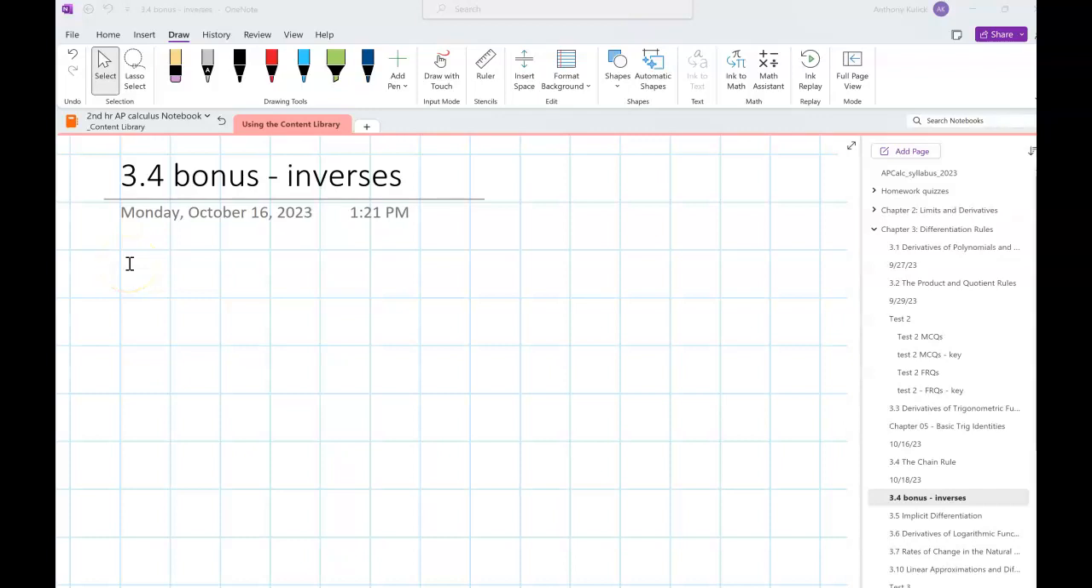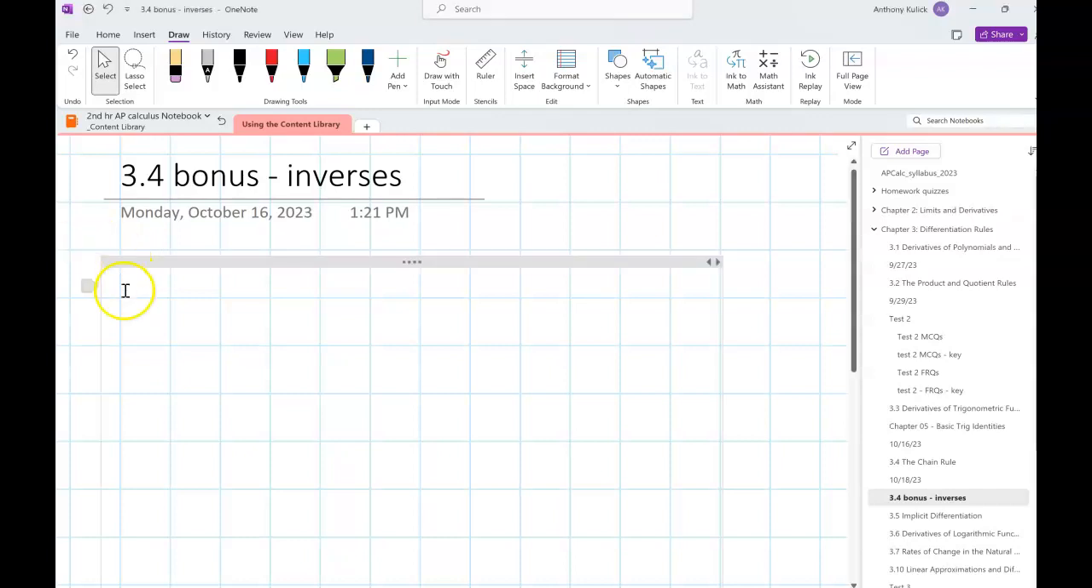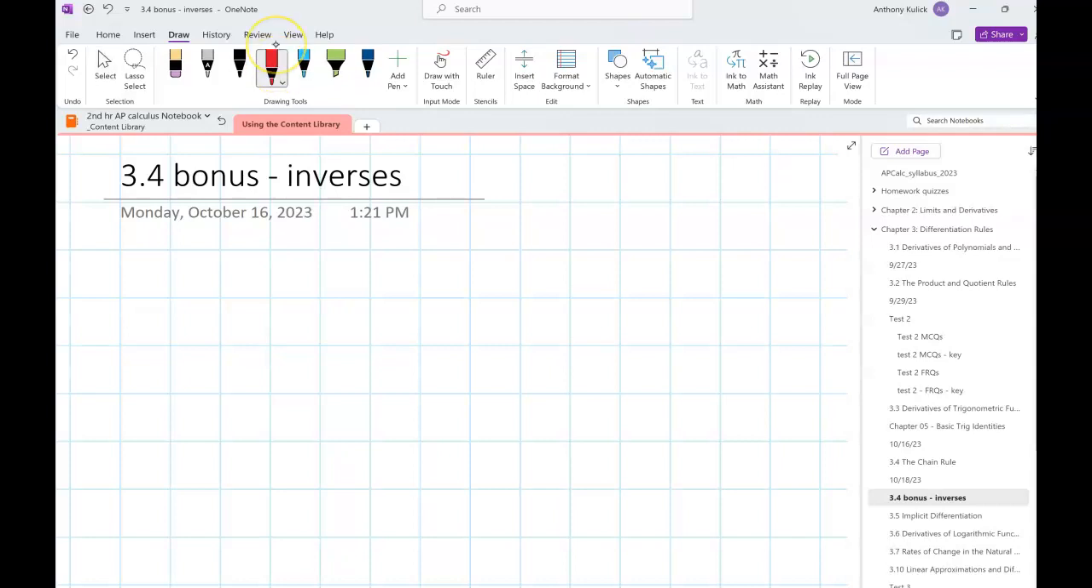Try to get through here today. I want to talk about this extra chain rule topic having to do with taking the derivative of inverse functions. And then I want to talk about implicit differentiation, which is another chain rule related topic. Okay?